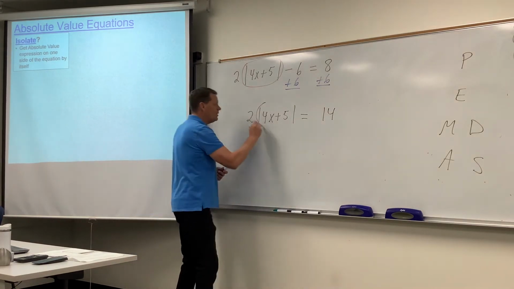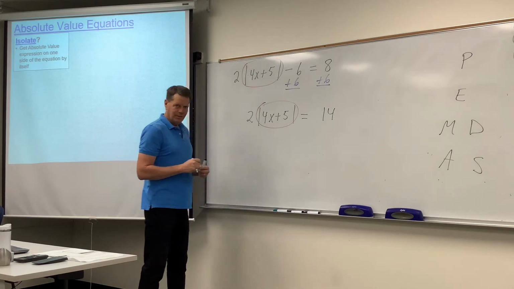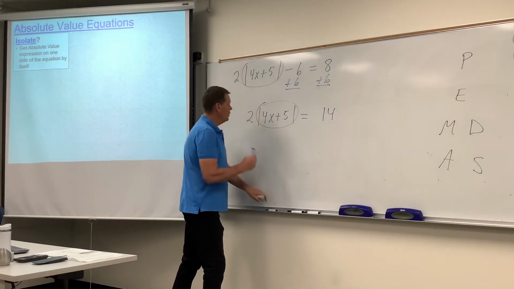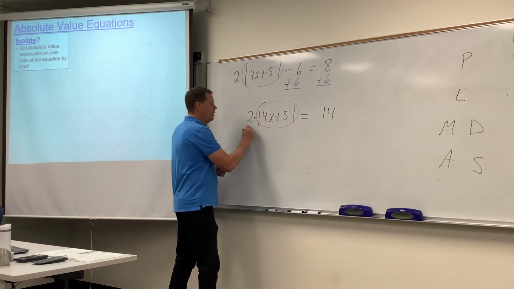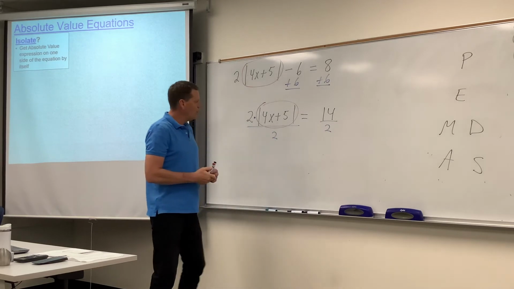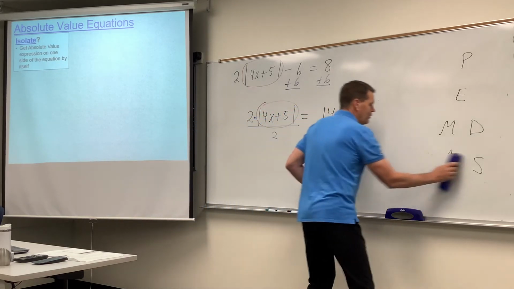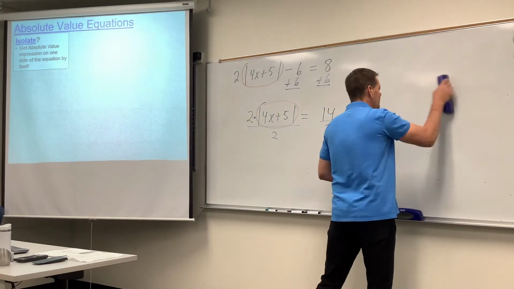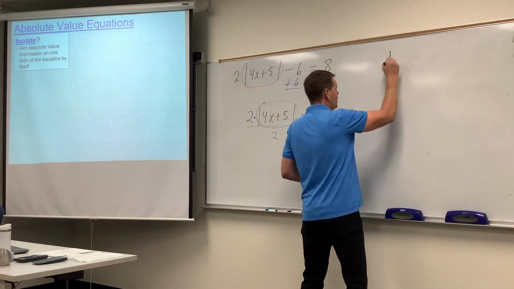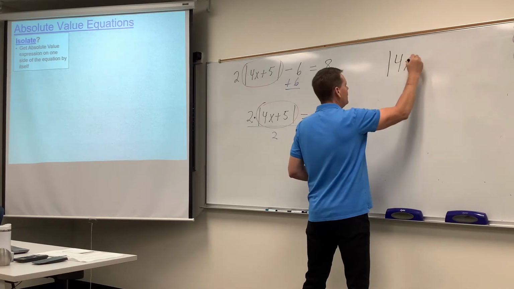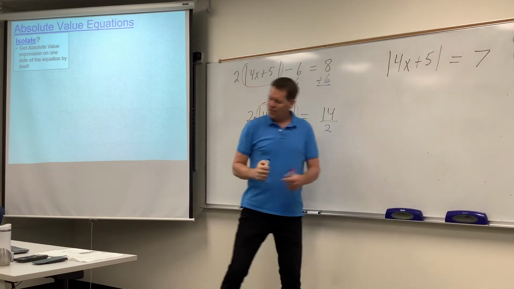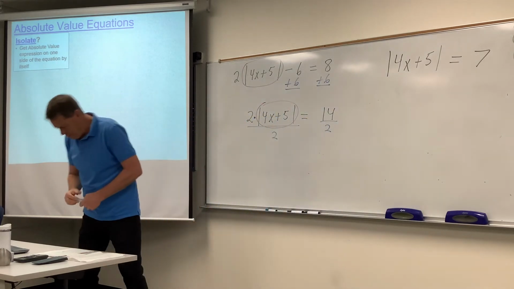Again, we want to isolate that absolute value expression. What's going on? That 2, what's it doing to the absolute value? It's multiplying. So, wouldn't we get rid of that 2 with division? And therefore, we'll divide both sides of the equation by 2 at this point. So, let's pull this up here and see what it looks like. We now have the absolute value expression all by itself, and it equals 7. Okay, so we have successfully isolated that absolute value.